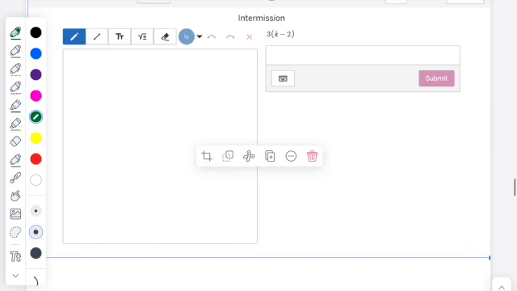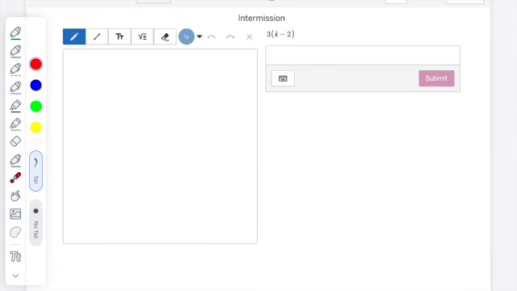Now for slide 7, what I'm actually going to have you do is take this problem right here, and I would like you to practice distributing it.